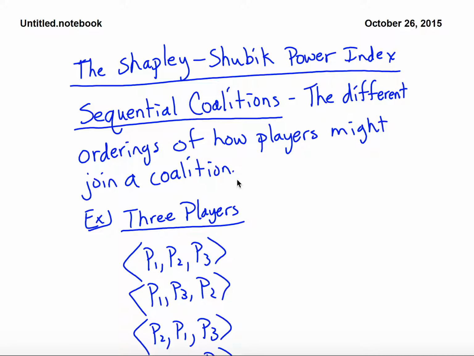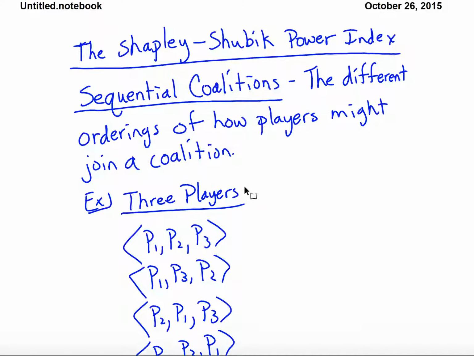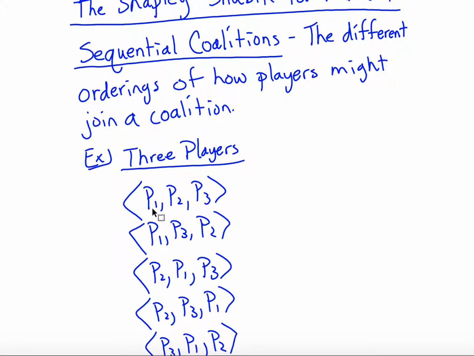But they worry about what order they actually join, because they consider it kind of like whoever joins first is really for it. Later, people may not be as much for it, so you have more power if you're joining early on. Let's say we look at three players. Player one joins first, then player two, then player three. That is one coalition you could have.